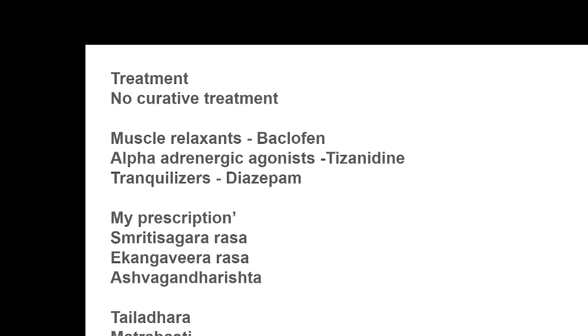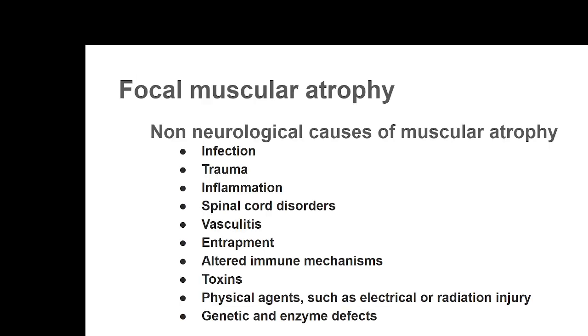Smilsagar Ekangula Ashwagandha with Tailadhara and Matra Basti has given some satisfactory improvement. At least the rigidity gets reduced, the spasticity gets reduced, and as the spasticity gets reduced, the activities of daily living can be somewhat improved, and that's one of the options of treatment.